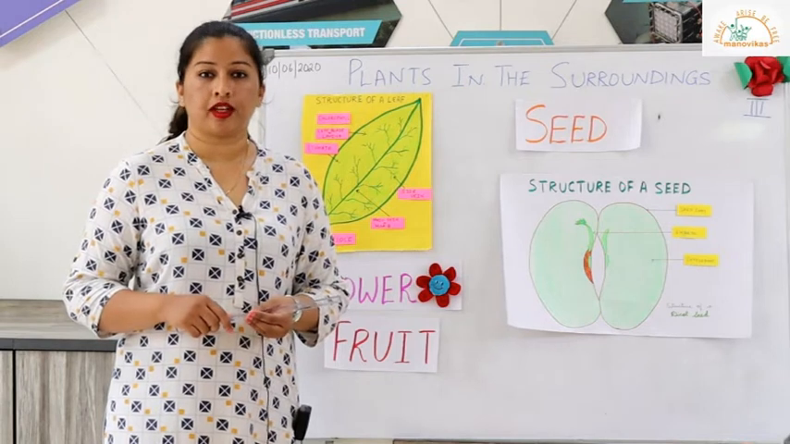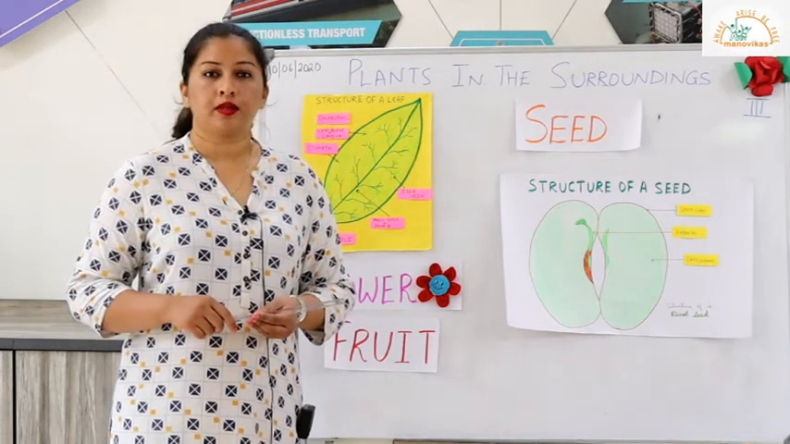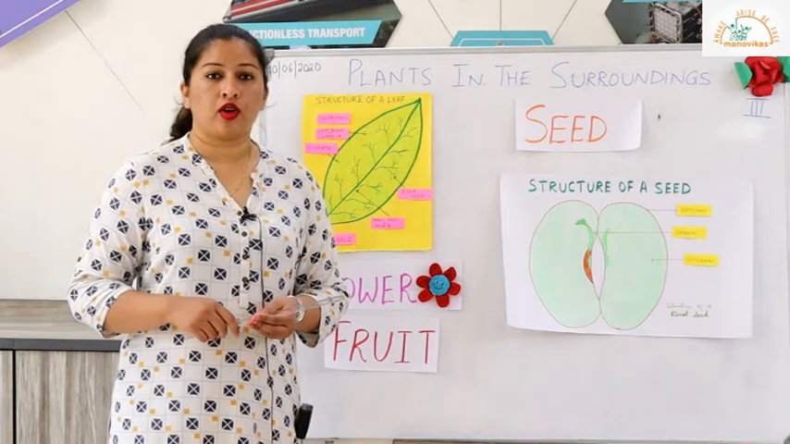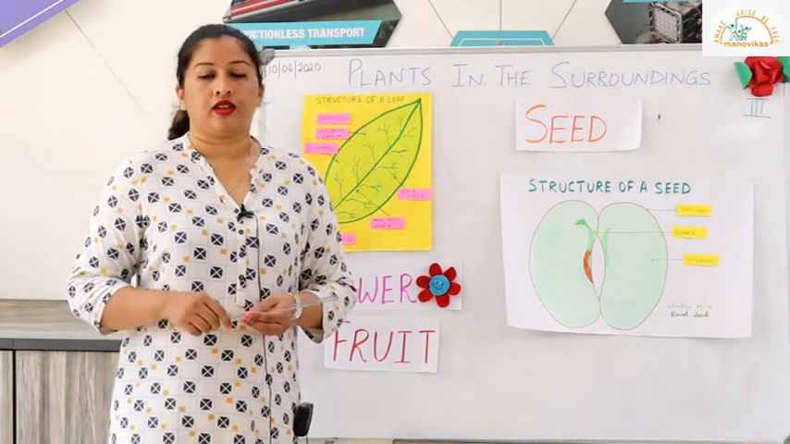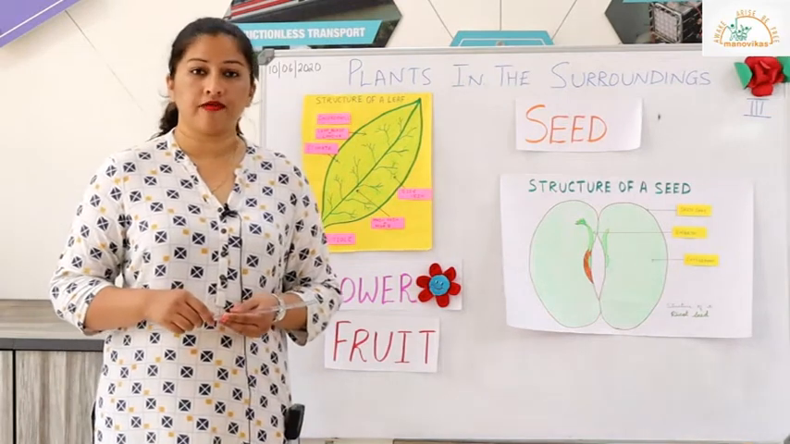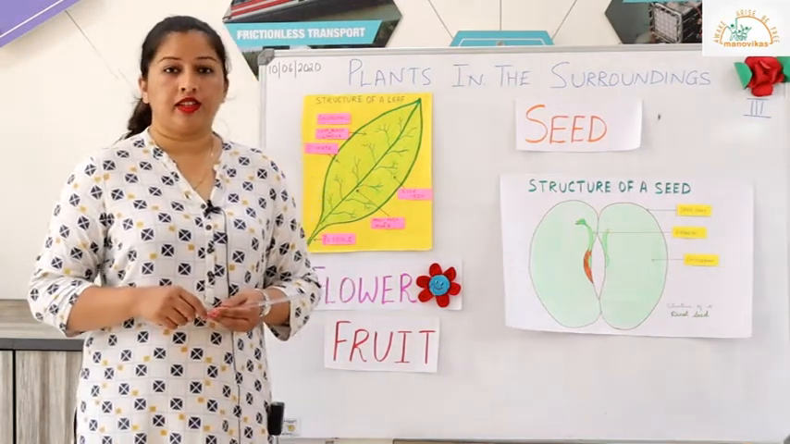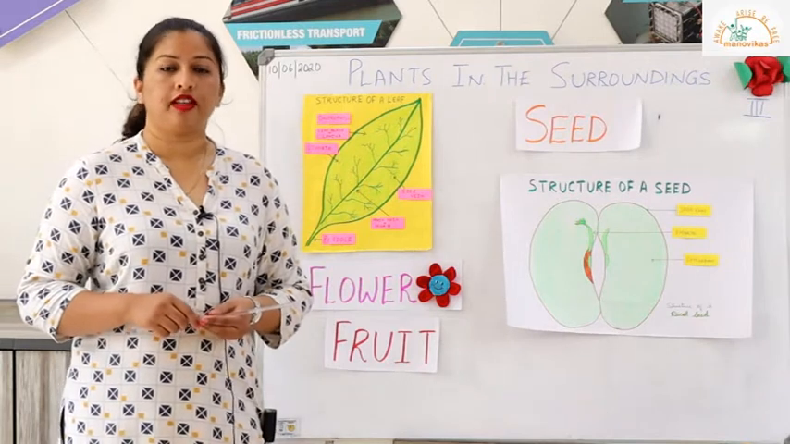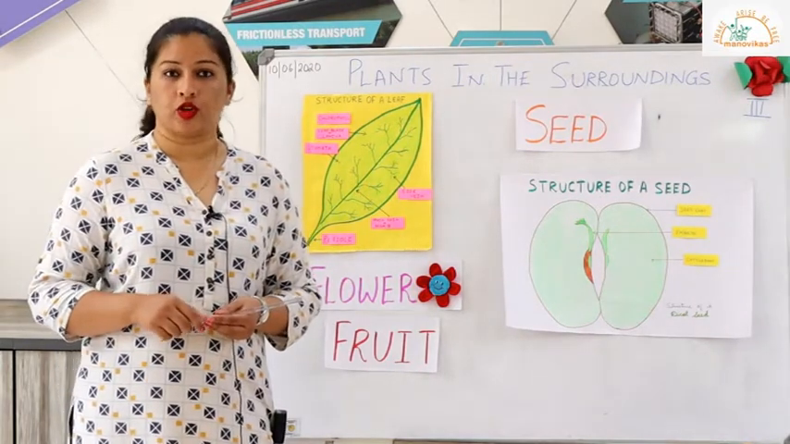Instead, they produce something called spores. Now, these spores are found in plants like moss and ferns. The spores are found on the underside of a leaf. They perform the same function of a seed. Once these spores dry out, they fall to the ground and new plants grow.